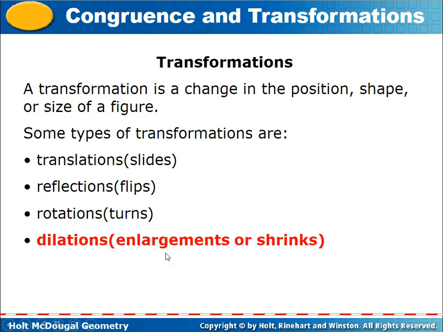Remember again that a transformation is a change in the position, the shape, or the size of a figure. So some types of transformations are translations. We called those slides. Reflections, we call those flips, and rotations, which are turns. Now the one we didn't talk about last unit was dilations, and that's when we enlarge or shrink a shape.